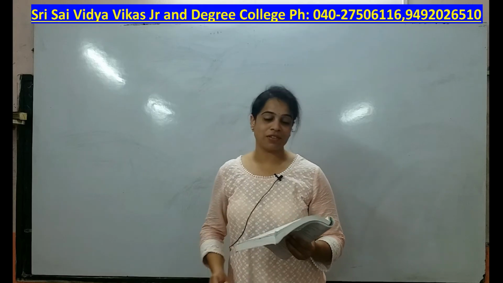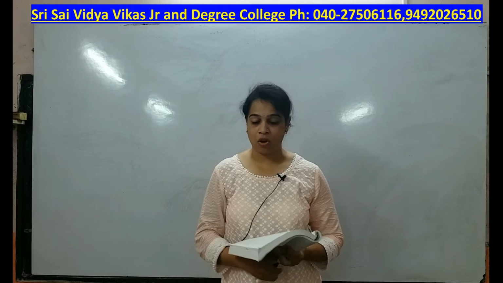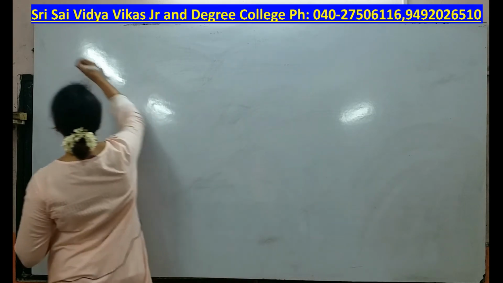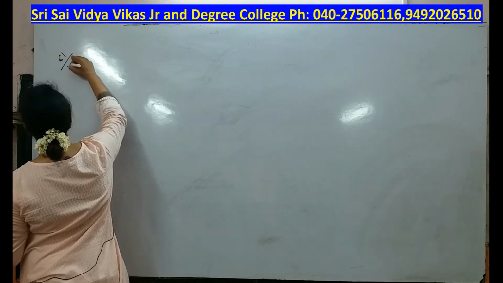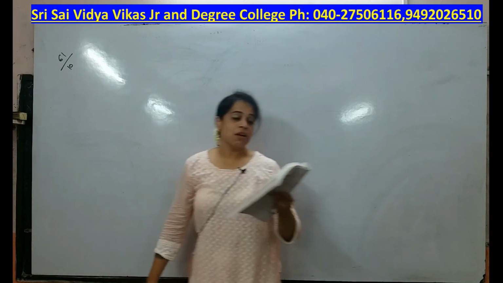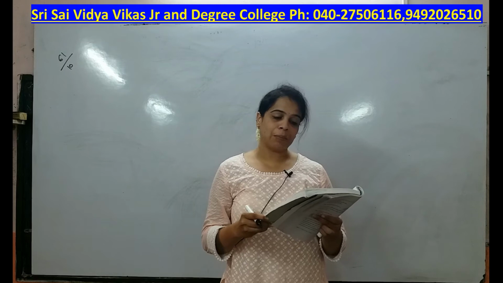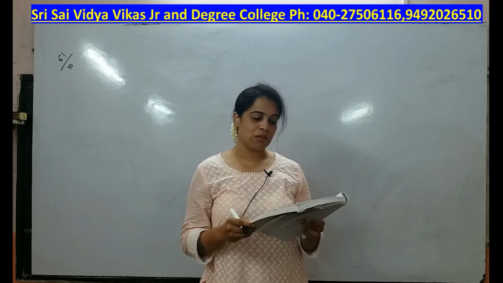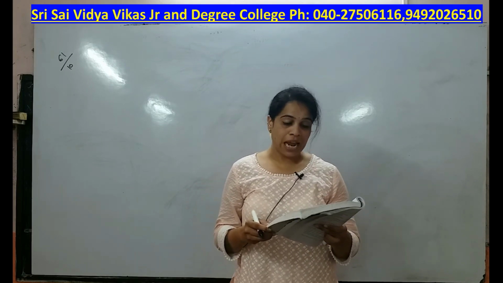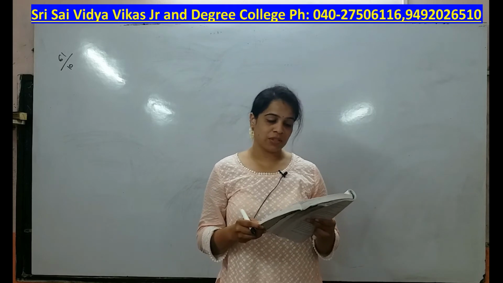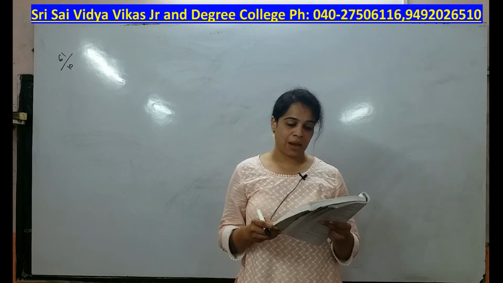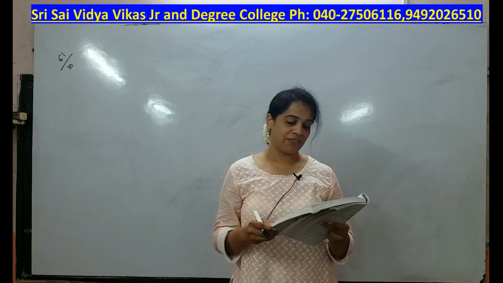Hello students, today we are going to do problem number 10 of page number 61. Open page number 61, problem number 10. Find out the profit from the following data. Capital at the beginning of the year 12,000, capital at the end of the year 18,000, drawings during the year 4,000, further capital introduced during the year 5,500.